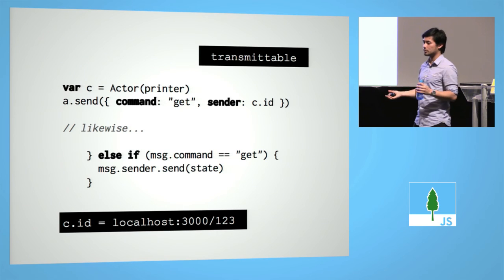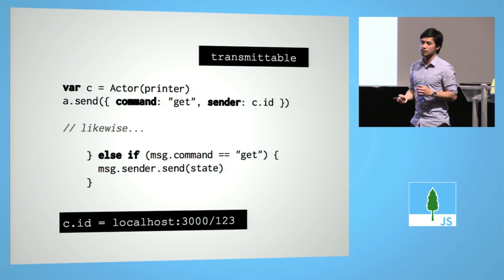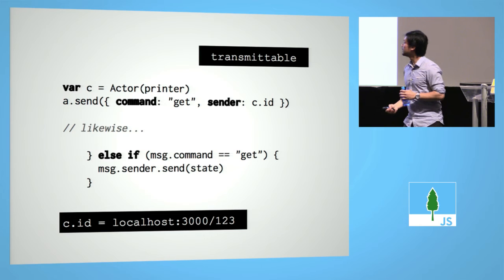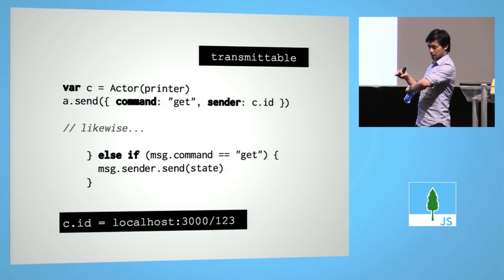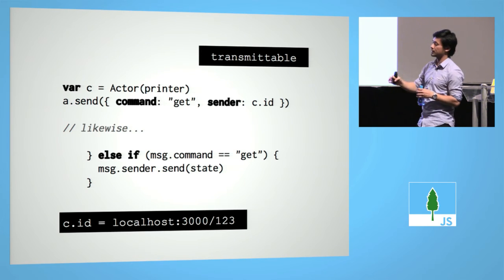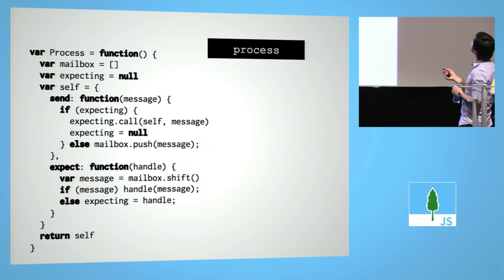which connection do I have open that can reach localhost 3000? And if it doesn't have a connection open, then I'll create one. And then over that connection, I'm going to send a message to the process that is running on that host, identified by 123. So that's what that is.